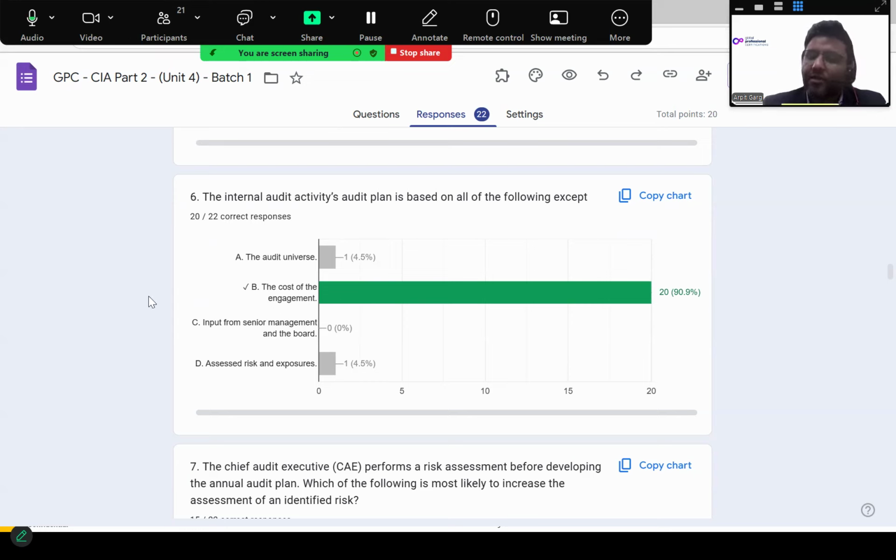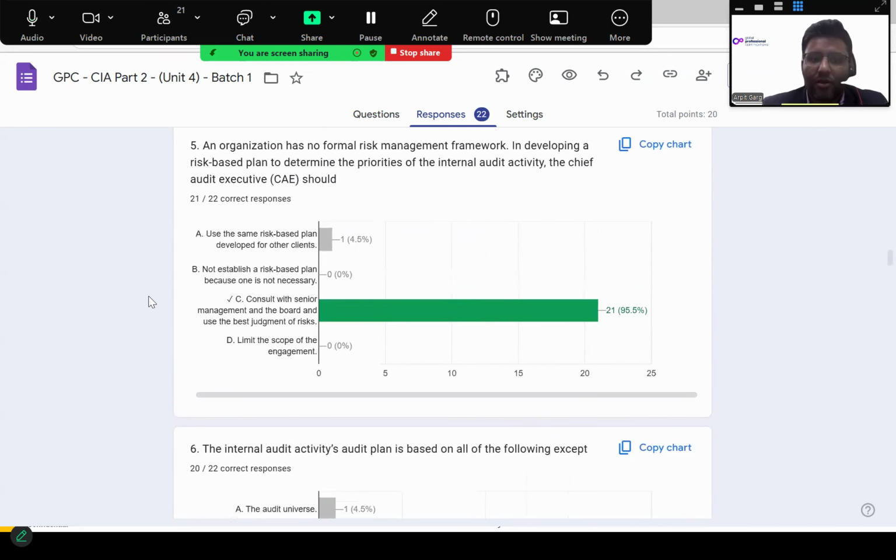Cost of engagement is the next part. When we apply due professional care, when we conduct an engagement, at that point of time we need to see the cost of engagement.